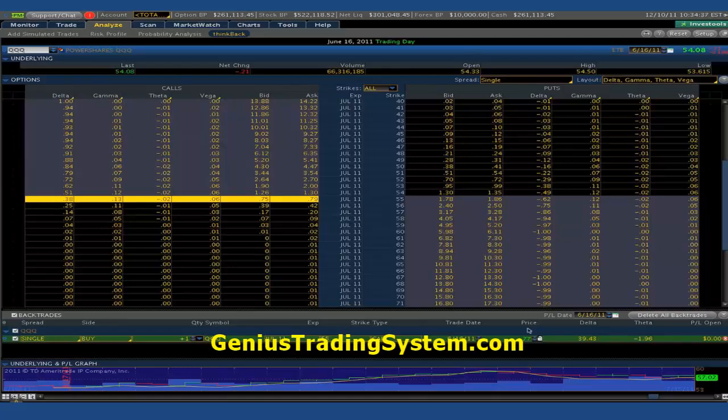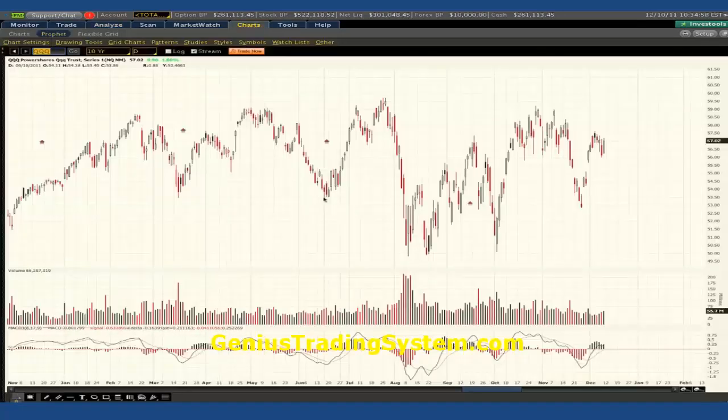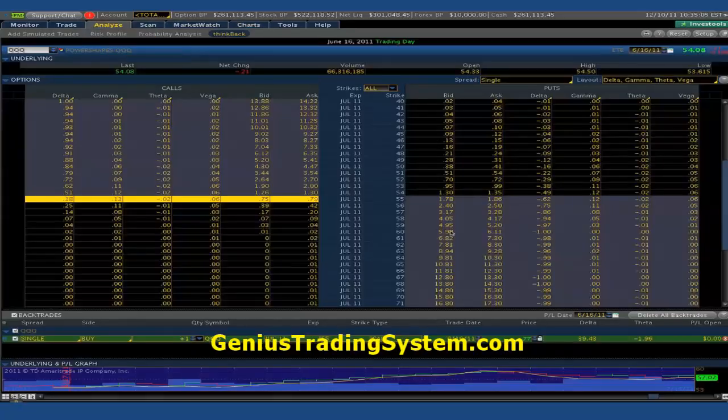We're using the Think Back section of the Thinkorswim platform, and what it allows you to do is go by date, whatever date you put into it, to determine how well your strategy would have worked in the past. And that's exactly what we're doing. Now we know that in the chart, we hit a low here on June 16th, and then we rallied. So with great hindsight, we are going to try to profit from that.